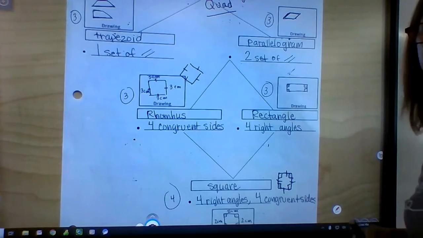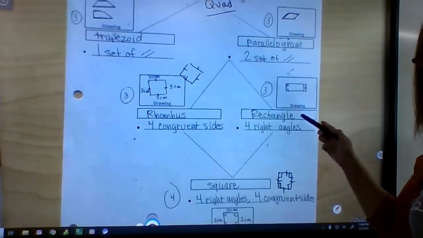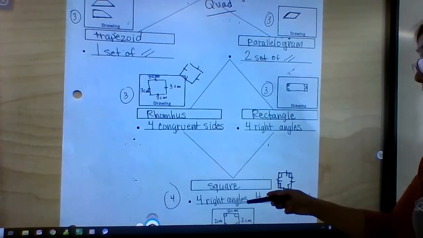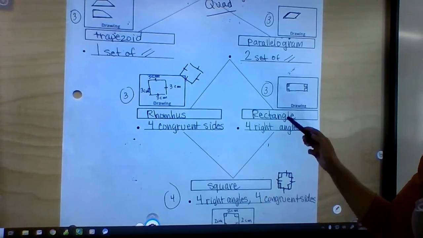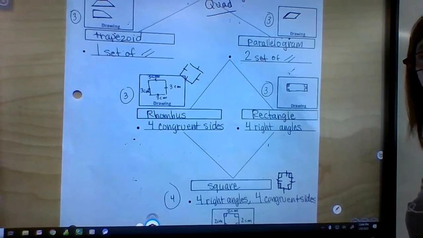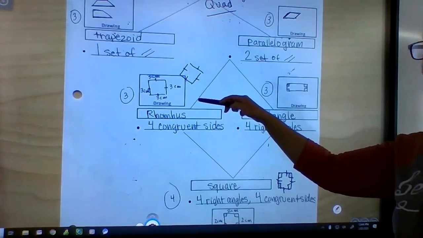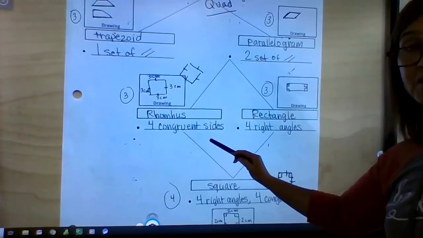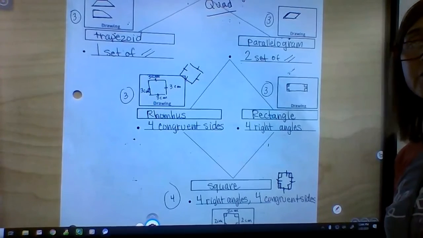So if somebody gave you a question and said, is a rectangle a square? Well, is a rectangle a square? We would have to say no. But is a square a rectangle? Yes, a square can be classified as a rectangle because a square has 4 right angles. Okay, if somebody said, is a rhombus a square? Well, is a rhombus a square? We would have to say no. But is a square a rhombus? Yes, because a square has 4 congruent sides, and that is the definition of a rhombus.